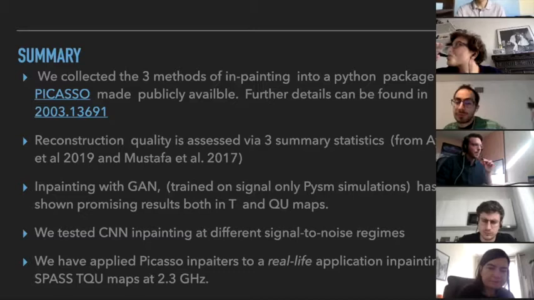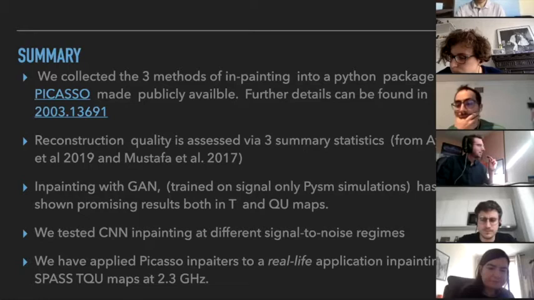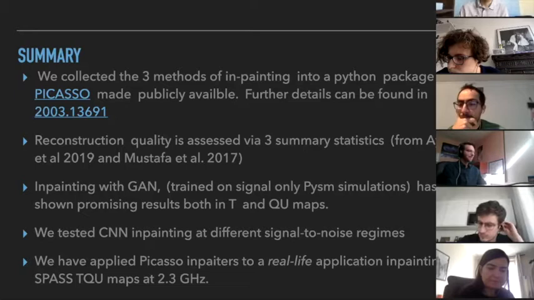So we have developed this inpainting technique, but at the end, we found out that there was another way to remove point sources, and especially without having to inpaint the data.